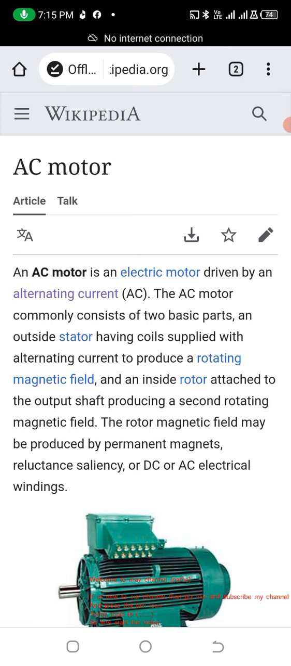The AC motor commonly consists of two basic parts: an outside stator having coils supplied with alternating current to produce a rotating magnetic field, and an inside rotor attached to the output shaft producing a second rotating magnetic field. The rotor magnetic field may be produced by permanent magnets, reluctance, saliency, or DC or AC electrical windings.